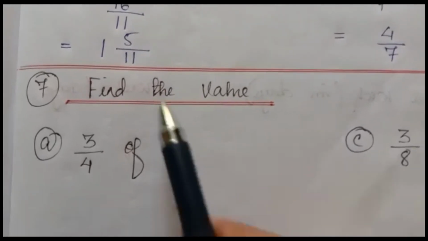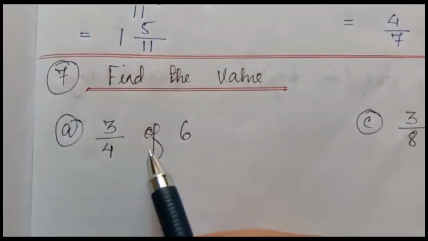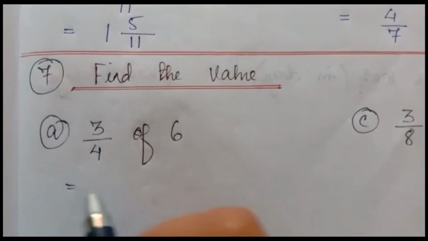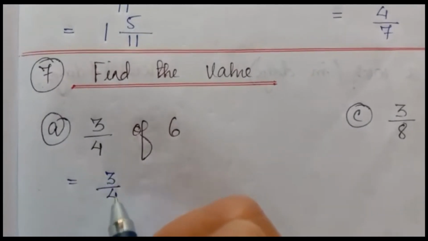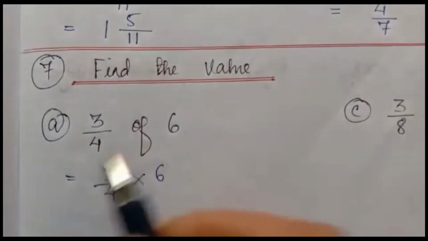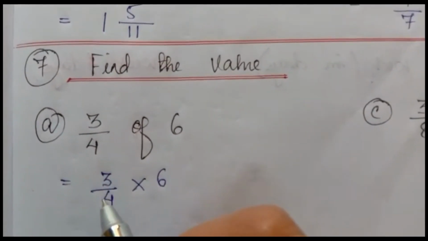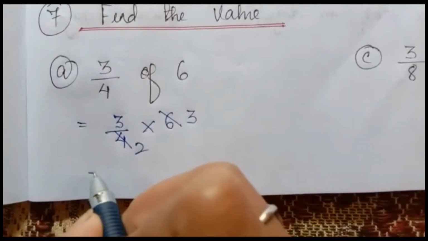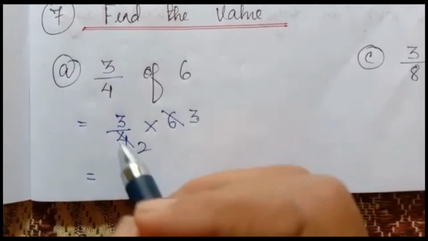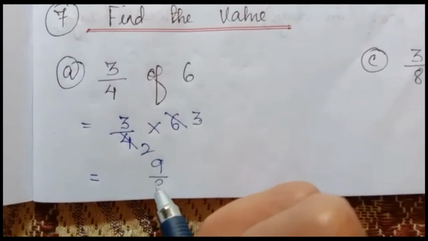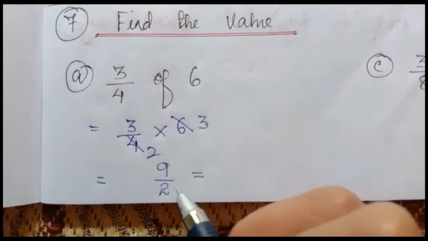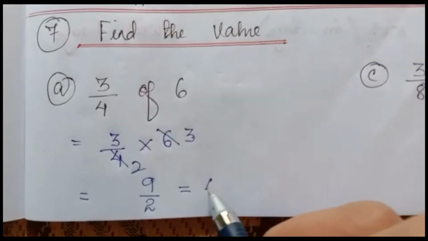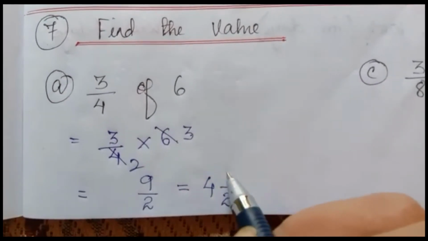Now next is find the value of 3/4 of 6. Of means multiplication. So 3 by 4 into 6. So you can cancel this 4 and 6. 2 2s are 4, 2 3s are 6. Your answer is 3 into 3, 3 3s are 9 divided by 2. This is an improper fraction. Convert into mixed fraction. 2 4s are 8, remainder 1.